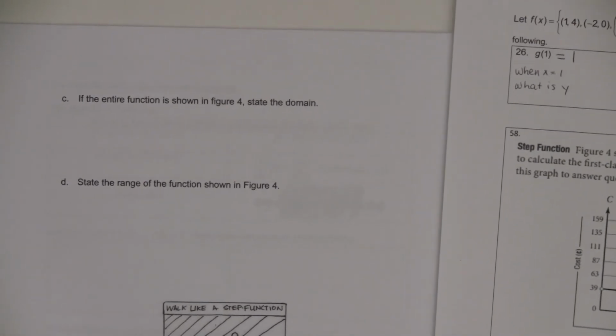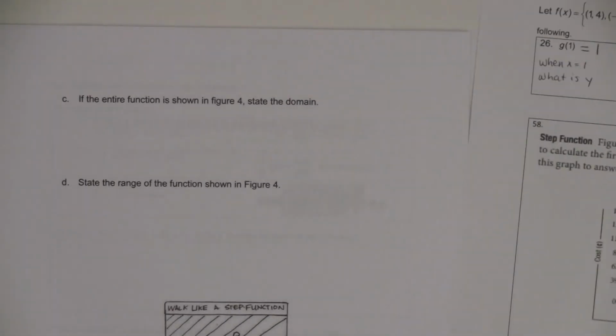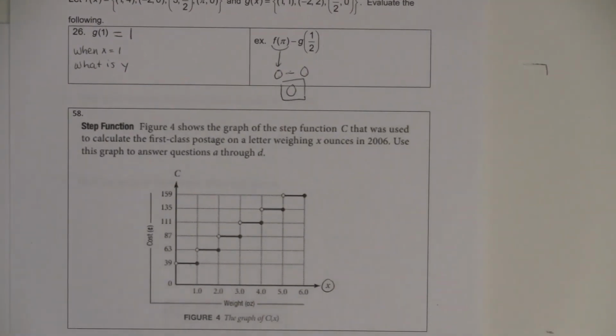Okay, the next page has more questions based on this step function that we have. So I'm going to make sure that I get that on the screen. I'm still looking at this grid here to answer these questions. If the entire function is shown in figure 4, state the domain. So we're going to be looking at the domain, and so would you agree with me that the smallest x that we have is 0, but it doesn't include 0, so something just right after 0.